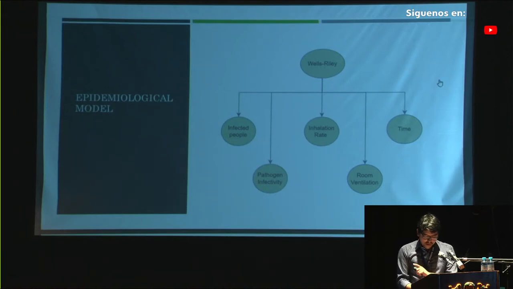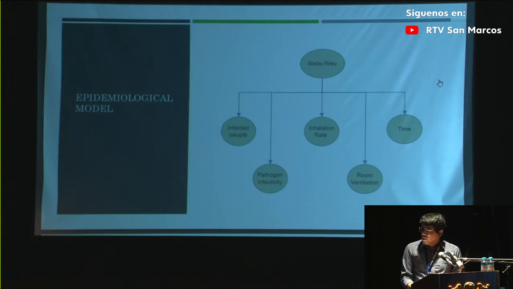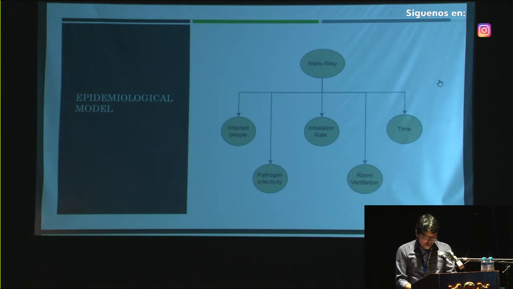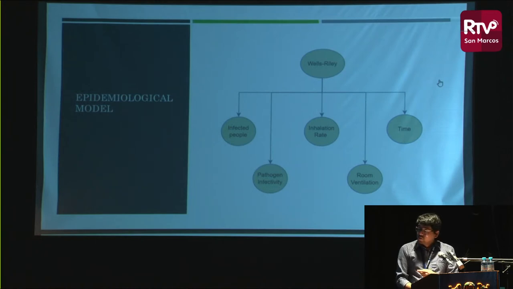And in this we add a new parameter because we implement face mask as a parameter to consider, because we know that if people wear face masks, the airborne disease risk is reduced. So I'm going to explain how we determine each parameter.